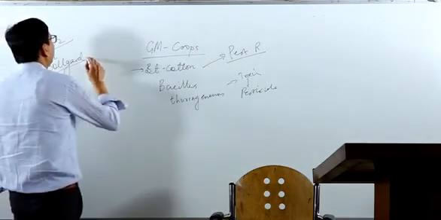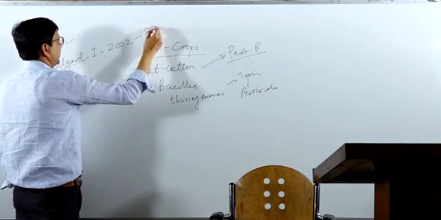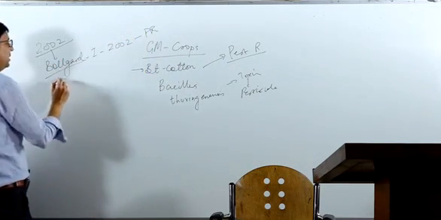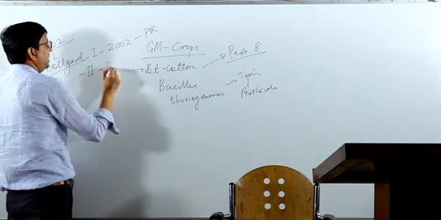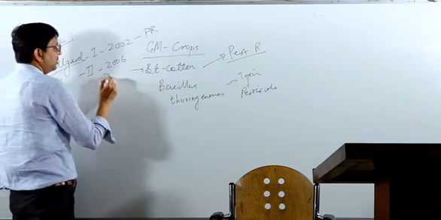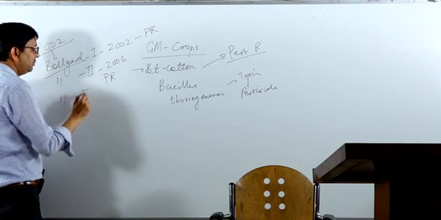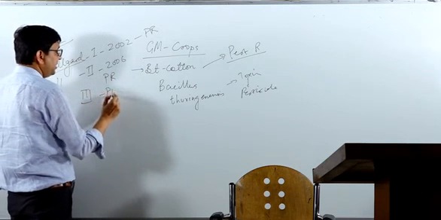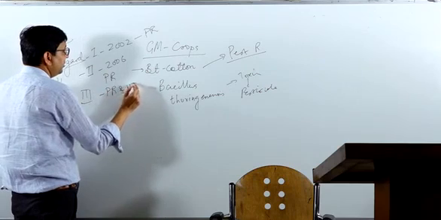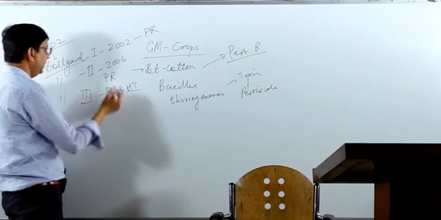So there is something called Bollgard 1, which was permitted in 2002. It is pest resistant in nature. Then there is Bollgard 2, which was permitted in 2006. I am talking about India. It is also pest resistant in nature. Then there is something called Bollgard 3. It is pest resistant and herbicide tolerant. So this is the difference between the 1, 2 and the 3.